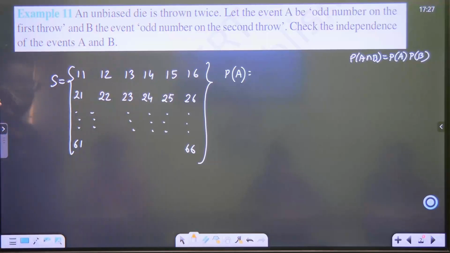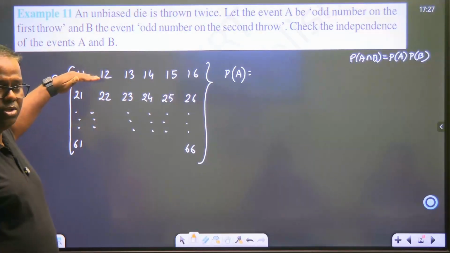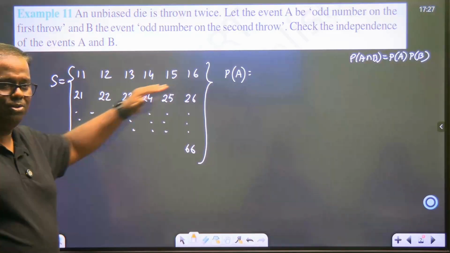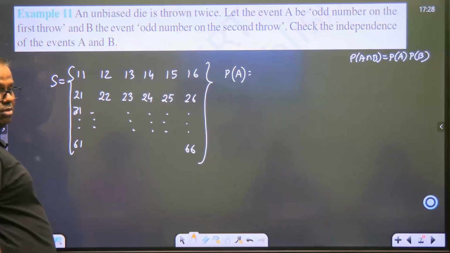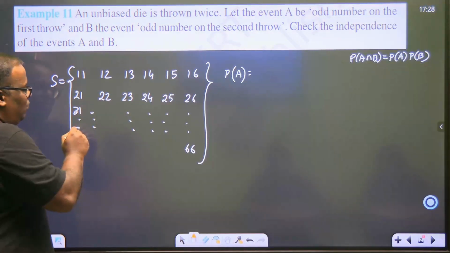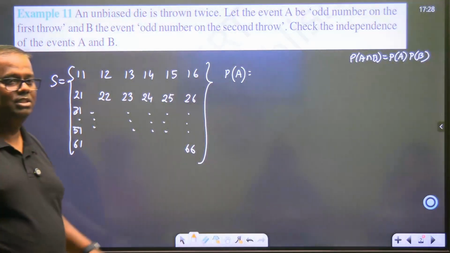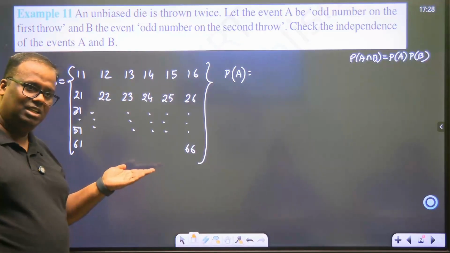Now, P of A, odd number on the first row. This entire row is odd number on the first row. Do you agree? Then the third one, 3, 1. This row will be odd number on the first row, and 5, 1 will be odd number on the first row. Do you agree? So how many? 36. Half of 36. 18.